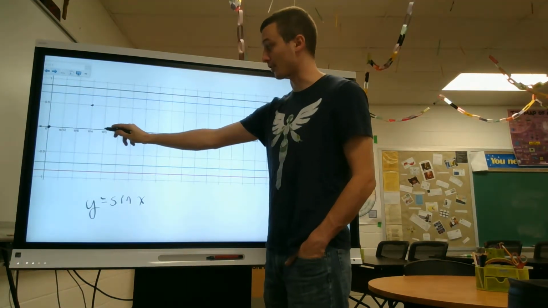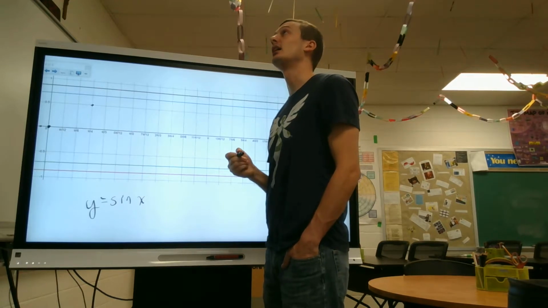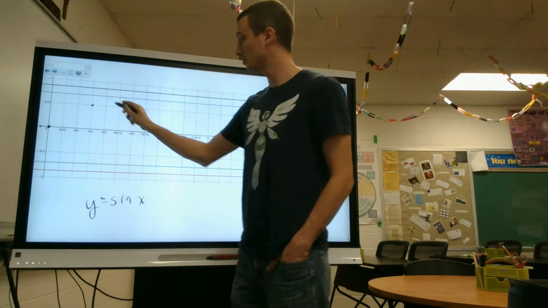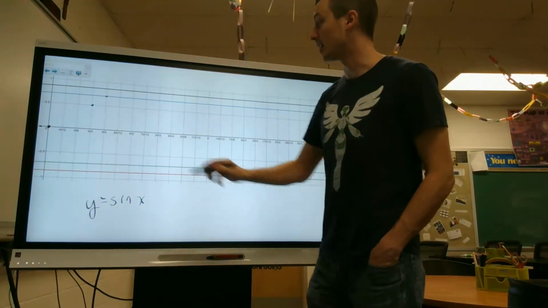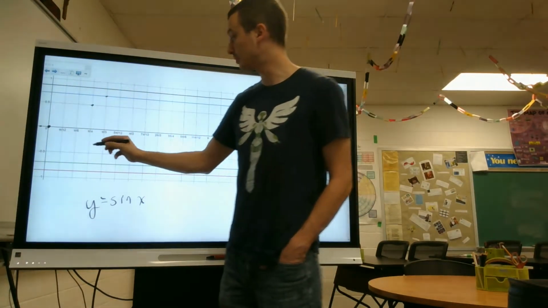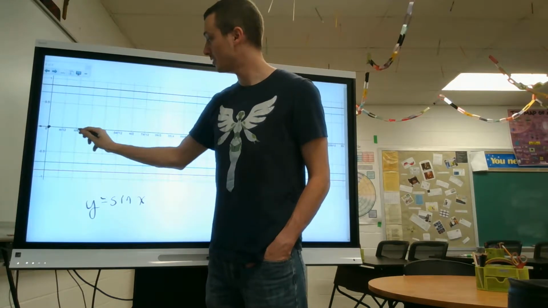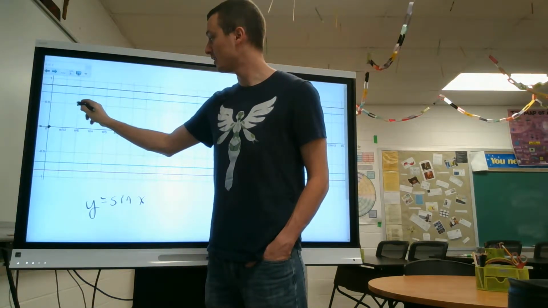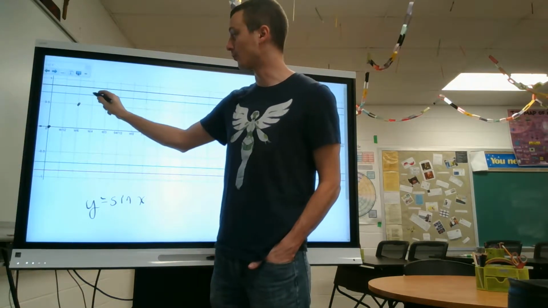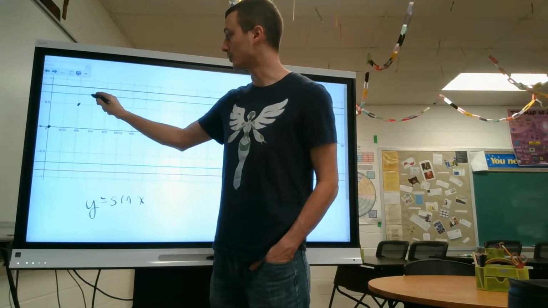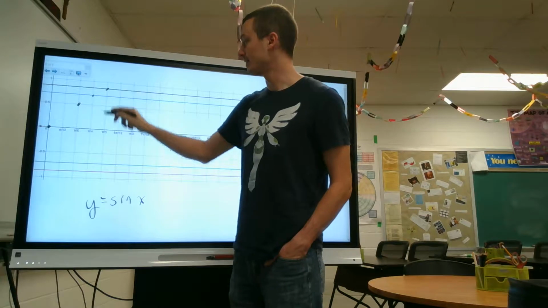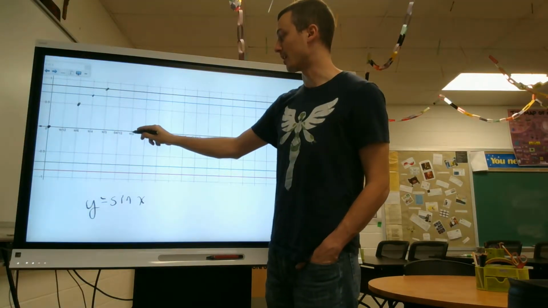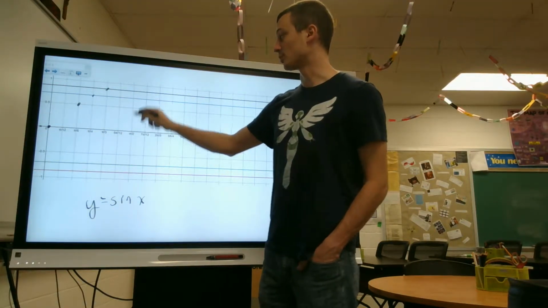The sine of pi over 6 is 1/2. The sine of pi over 4 is square root of 2 over 2. The sine of pi over 3 is square root of 3 over 2. And then we skip 5 pi over 12 and go to pi over 2. The sine of pi over 2 is 1.